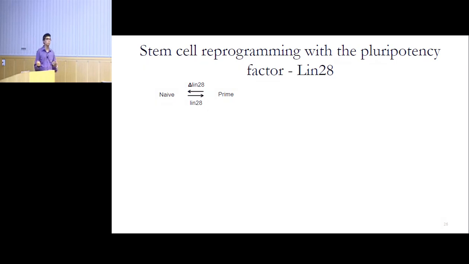But using our approach, you can now look at 7,000 reactions and ask the question, is the cell very similar or different to what I was expecting? So we can use this algorithm to assess cellular state. We wanted to test this idea by using what's called Lin28. Lin28 is an important pluripotency marker or factor that is required for naive cells to become prime cells.